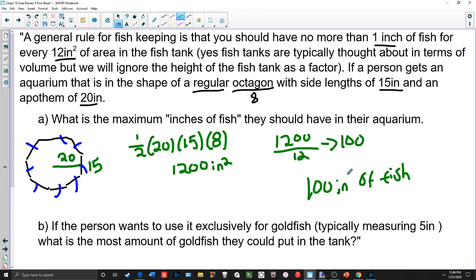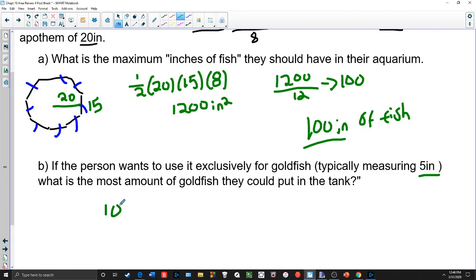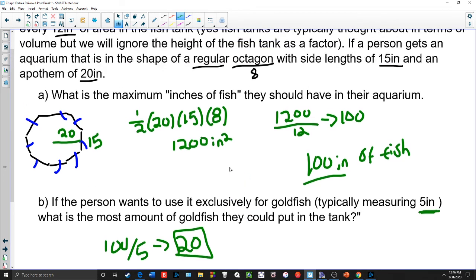Well, you can have 100 inches worth of fish. Each goldfish is 5 inches. So it's just 100 divided by 5. You want to figure out how many fives, how many goldfish, can fit in a tank. In this case, that ends up being 20. So this tank can hold 20 pure goldfish. If they put just goldfish, you can put 20 of them in there, and you'll have a fine aquarium.